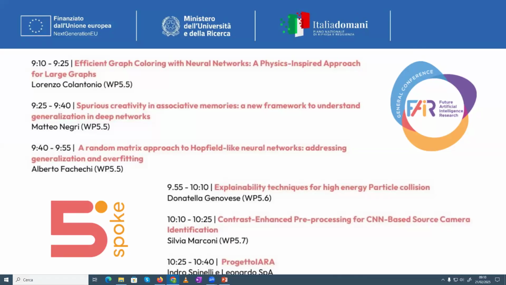So the first speaker is Lorenzo Colantonio with efficient graph coloring with neural network, a physics-inspired approach for large-scale graphs.